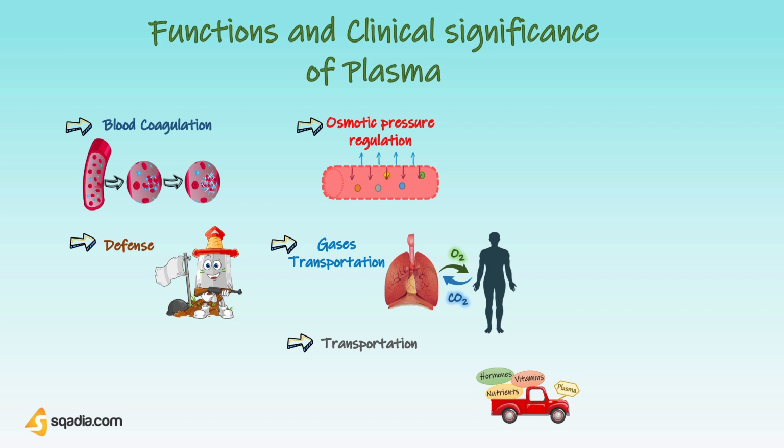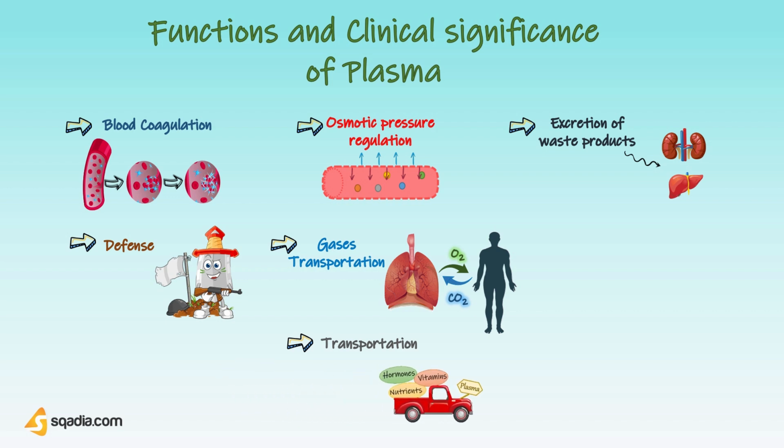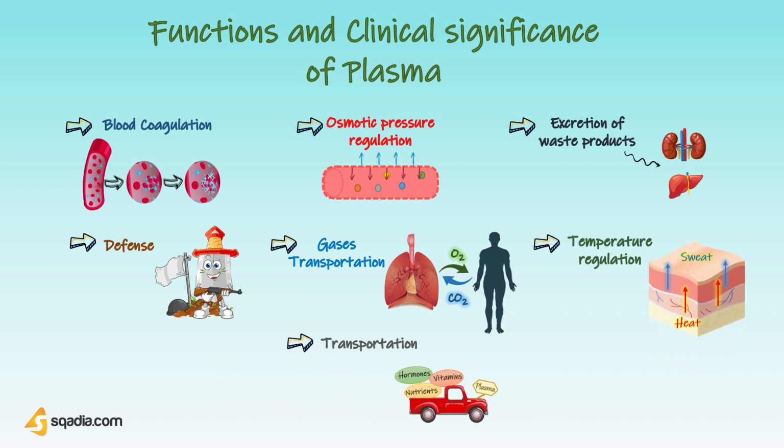It also plays a role in the excretion of nitrogenous waste produced as a result of cellular products by some excretory organ. It transports hormones from blood to the target organs. And lastly, it plays a role in the body's temperature regulation by balancing heat loss and heat gain by the body. Other than these functions of plasma, it also has major clinical significance.